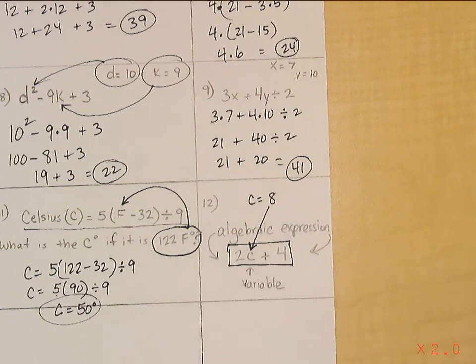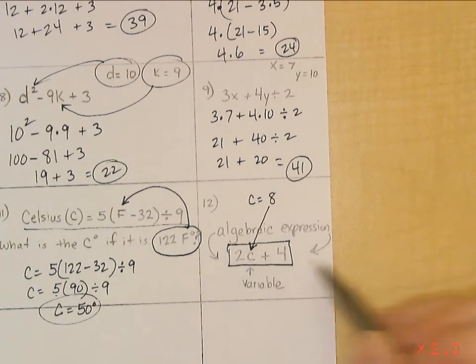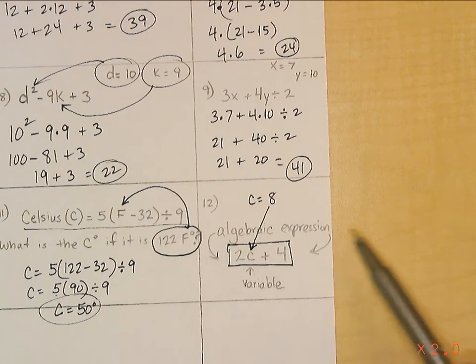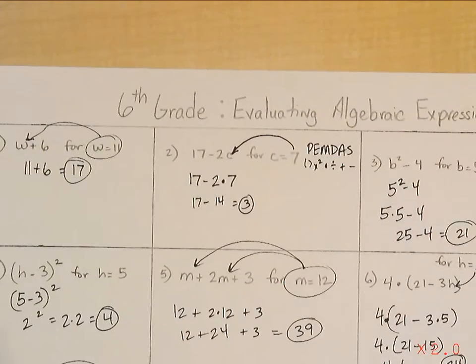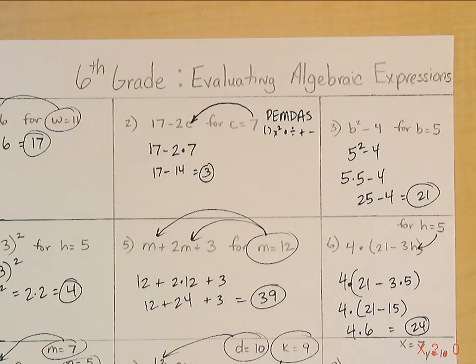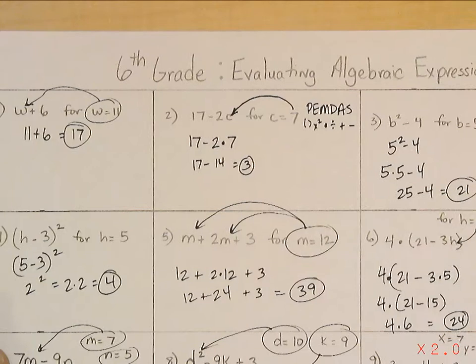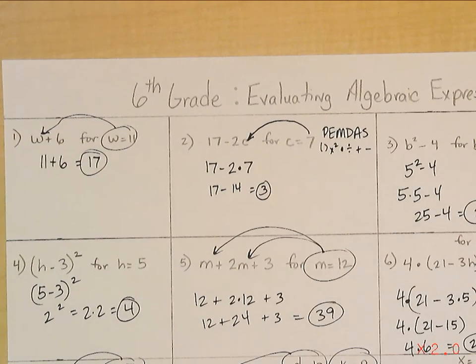But let's say it is 8. 2 times C, or 2 times 8, is 16. 16 plus 4 is 20. So if I evaluated this, with C being 8, the answer would be 20. That's basically it. This was just a quick rundown of how we evaluate algebraic expressions, specifically focused on skills that you should be able to do in the 6th grade.